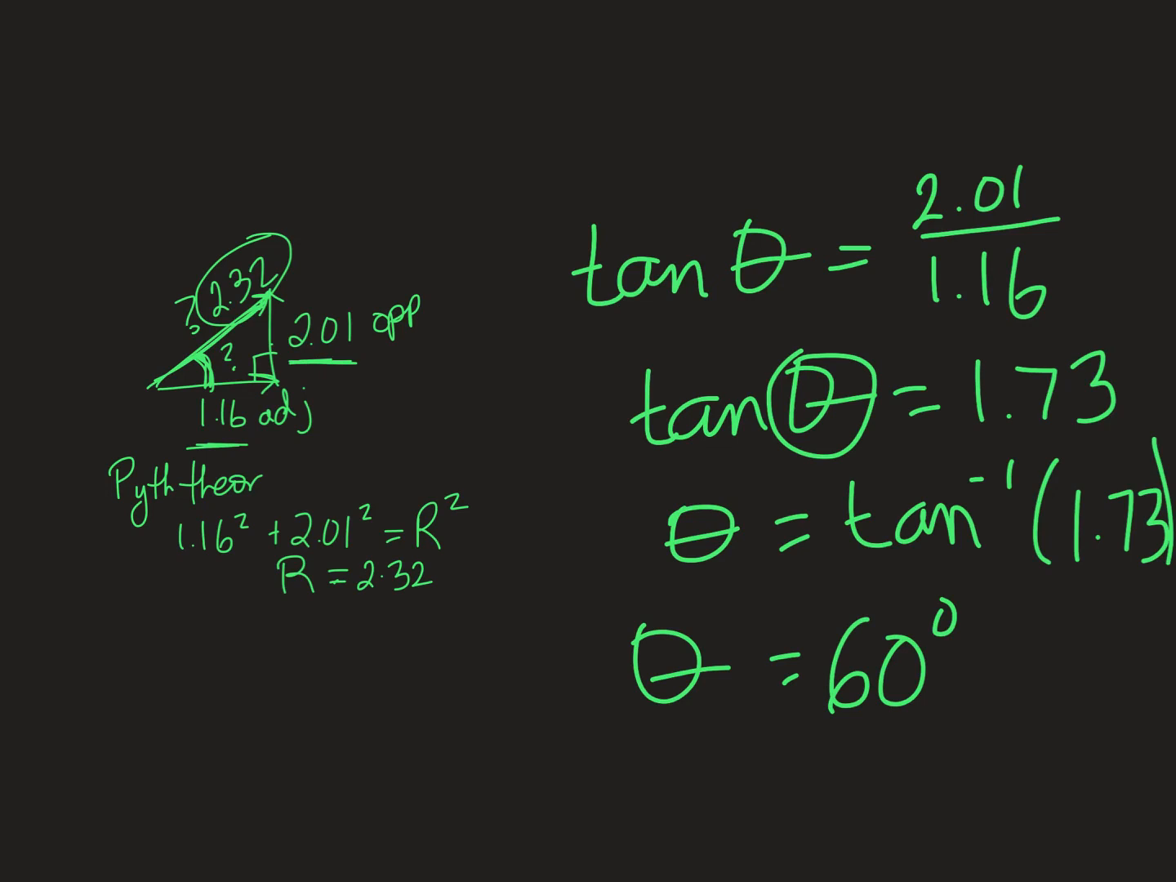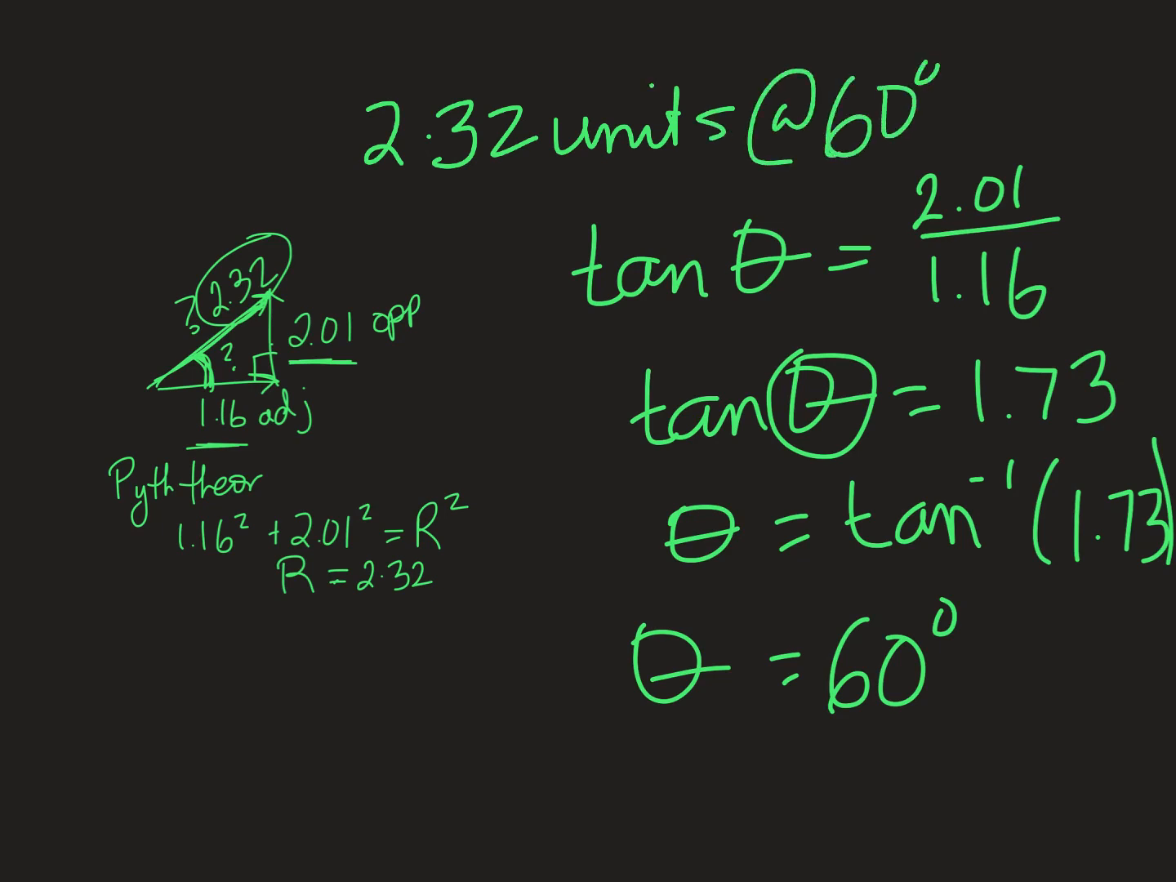We added vectors together, and we ended up with a final vector of 2.32, and its units are going to match whatever these units were. So if it was meters per second, this is going to be meters per second. If it was meters, this is going to be meters. If it was kilometers, this is going to be kilometers. So it's 2.32 units, whatever those are, at 60 degrees up and to the right.